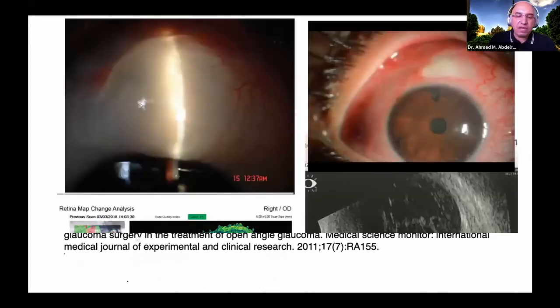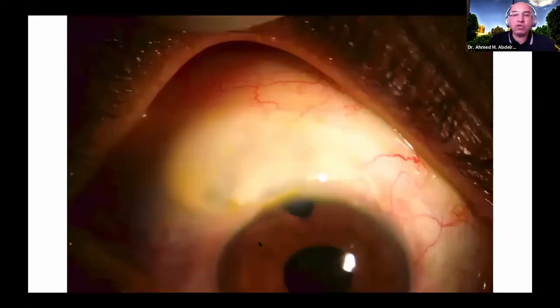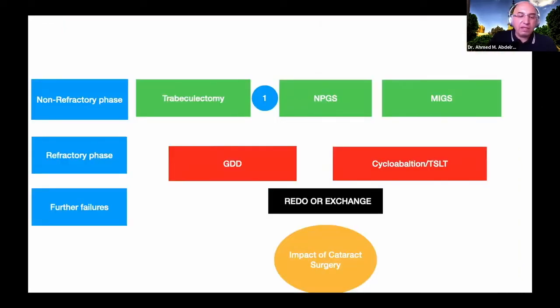And then these are some of the complications we can see, like ischemic blebs, endophthalmitis, and the effect of hypotony that could happen with penetrating surgery, and long-term problems. So here I have covered trabeculectomy and non-penetrating surgery.